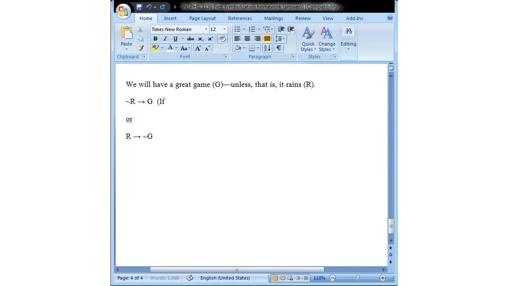Think about it. If it doesn't rain, it's interesting. See, it's really kind of right down the middle. It's not clear, right? Then we are going to have a great game. That's what that says. And this one says, we'll have a great game. If it rains, then our game is screwed. Sorry, I'm having some fun here. You've got to keep it excited.